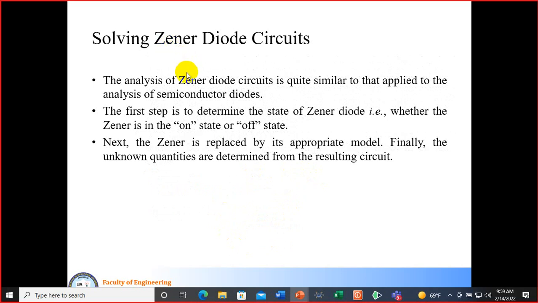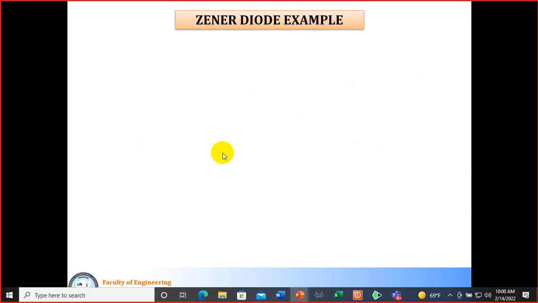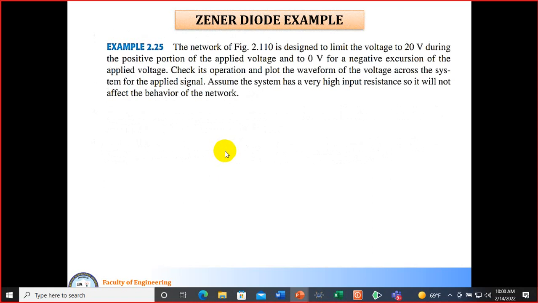So we want to solve zener diode circuits. The analysis of zener diode circuits is quite similar to that applied to the analysis of semiconductor diodes. The first step is to determine the state of the zener diode, that is whether the zener is in the on state or off state. Next, the zener is replaced by its appropriate model. Finally, the unknown quantities are determined from the resulting circuit. So this is the zener diode example that we are going to analyze first.